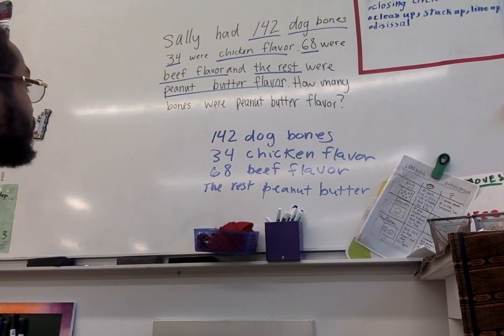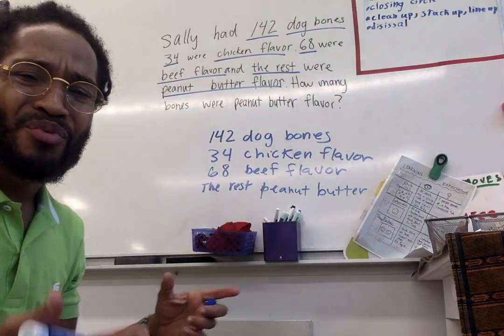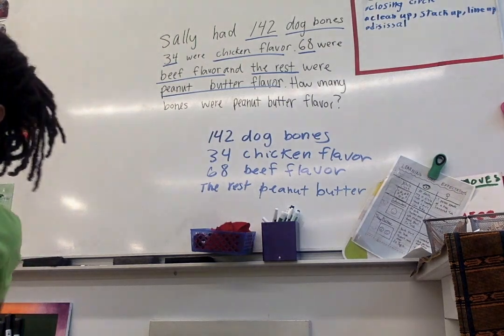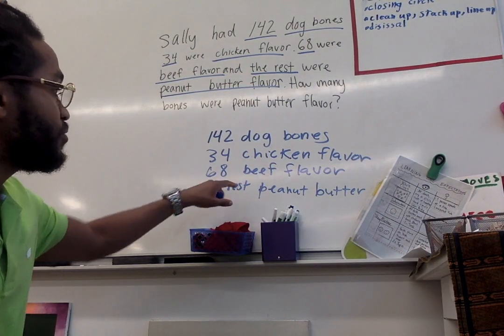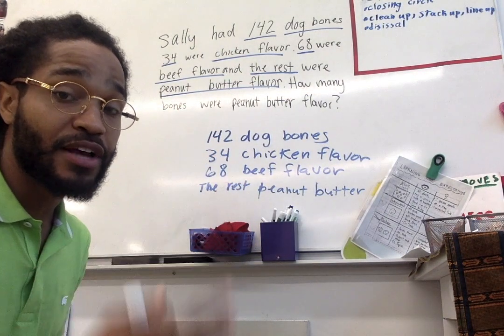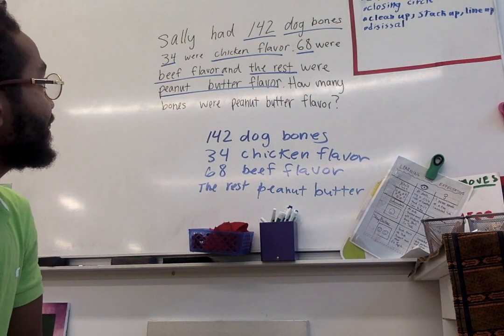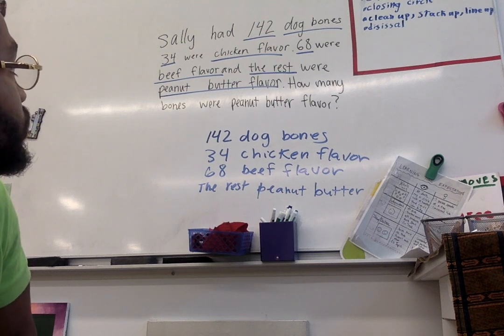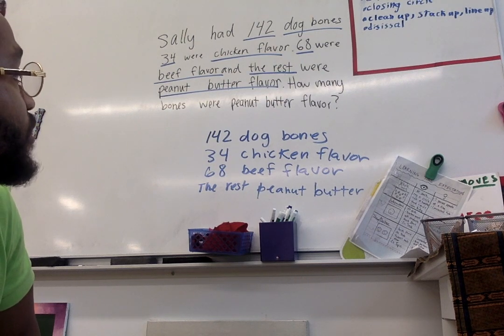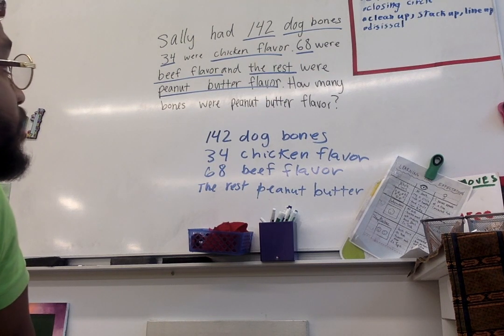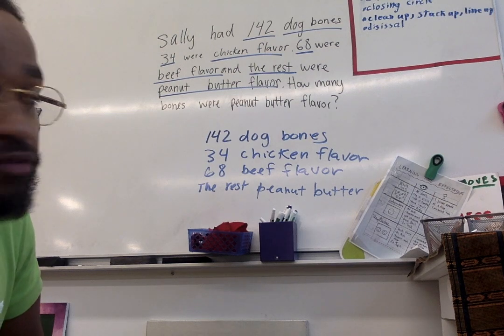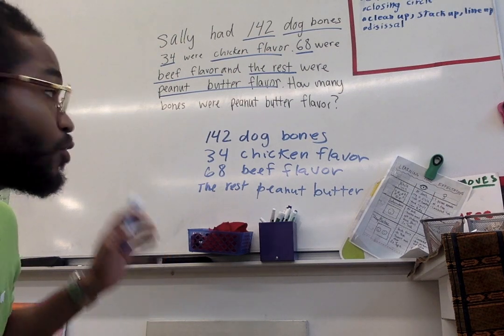And here we go. So we have to figure out what's kind of going on. We have the important information, the quantities of the units. Now we're going to read it for the 3rd time to try to solve this. So Sally had 142 dog bones, 34 were chicken flavored, 68 were beef flavored, and the rest were peanut butter flavored. How many bones were peanut butter flavored?